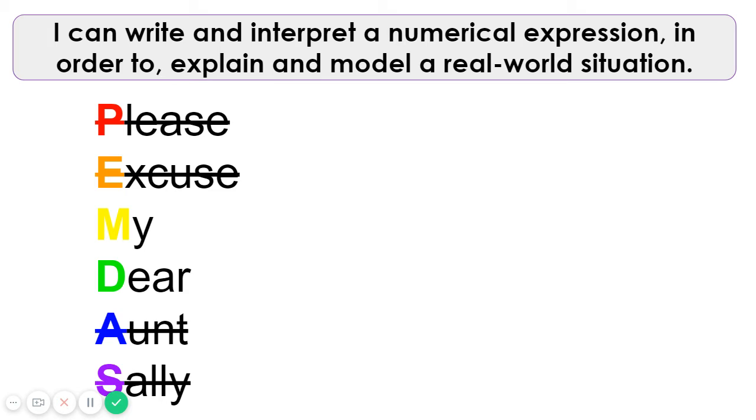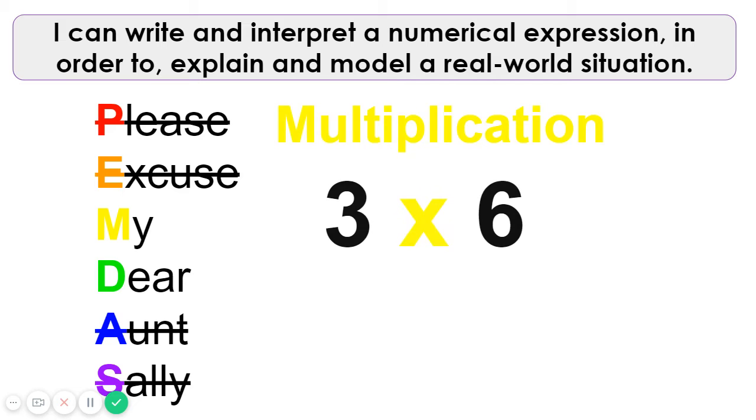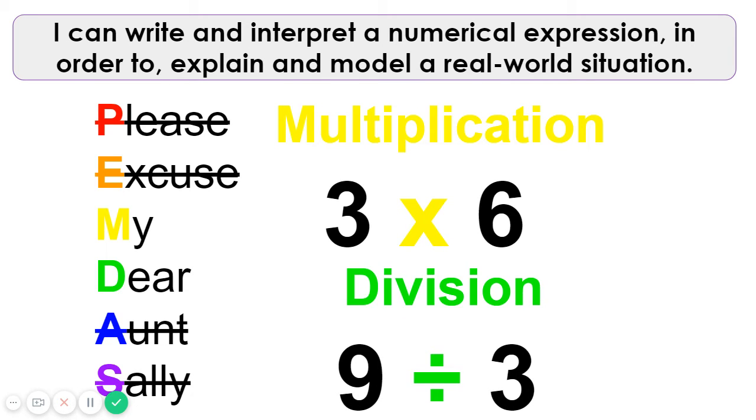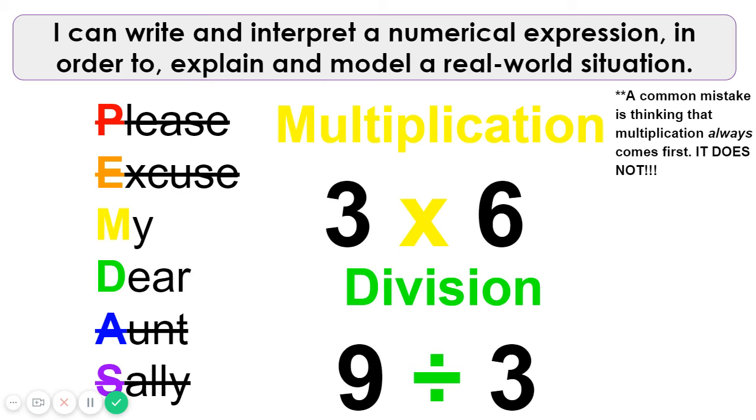Now the next two letters, ma and dear, or the next two words, go together. They stand for multiplication and division. And it's a common mistake to think that multiplication always comes first when dealing with problems in the order of operations. But that's not always the case. Because we solve math problems just like we read, from left to right. So if we come across division before multiplication, we have to do that division problem first. So we move from left to right, and whichever comes first, either multiplication or division, that's the one we do.